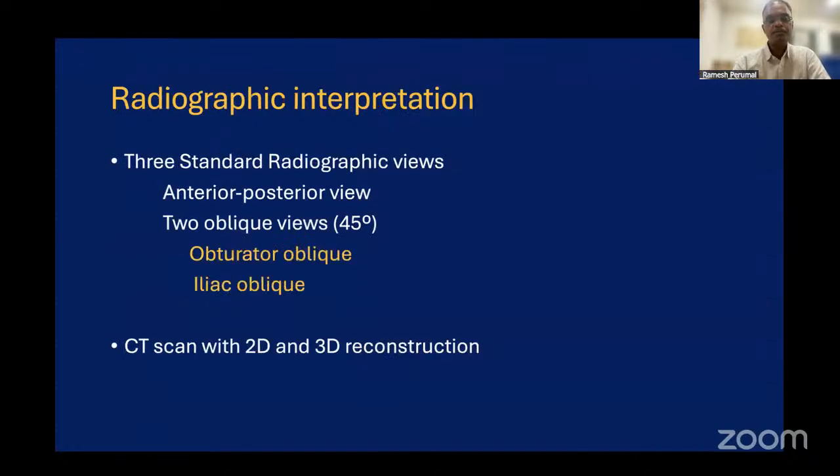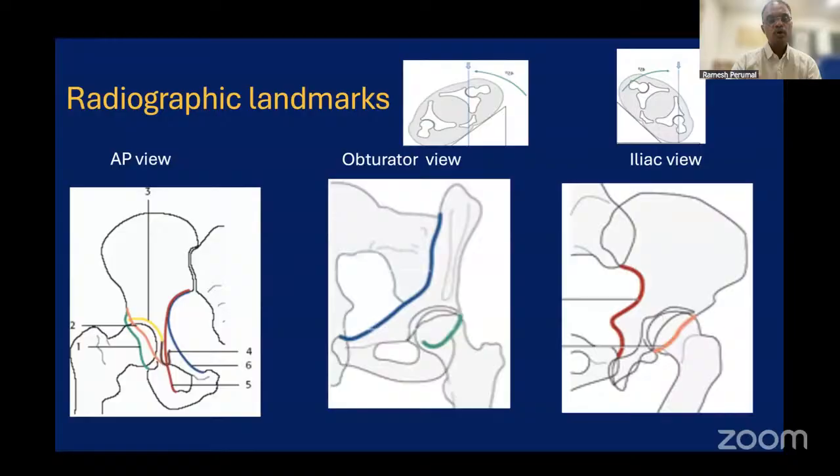When it comes to radiographic representation, commonly we do an anteroposterior view, and the other two special views are the obturator oblique view and the iliac oblique view. Then it has been further expanded to CT scan, which may be 2D or 3D reconstruction films. Now we'll move on one by one.